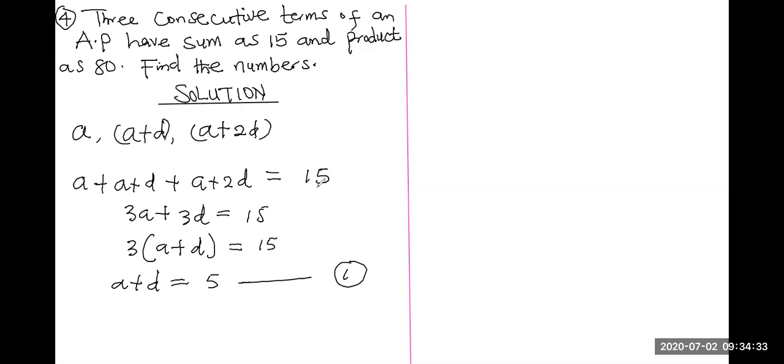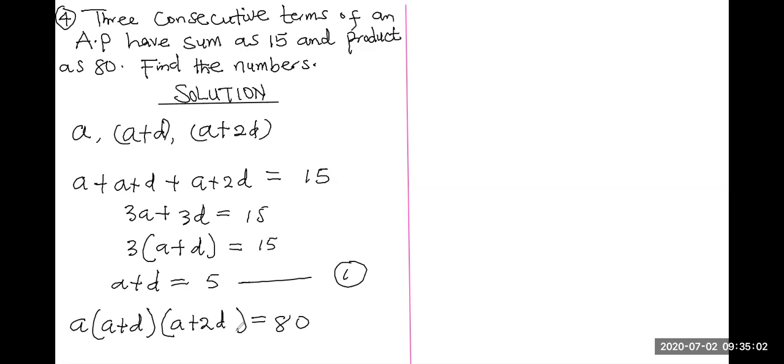is 80. So when we multiply the 3 terms together, we are going to have A, the first term, multiplied by the second term, A plus D, multiplied by the third term, A plus 2D, equals 80. All right, how do we solve this problem now?